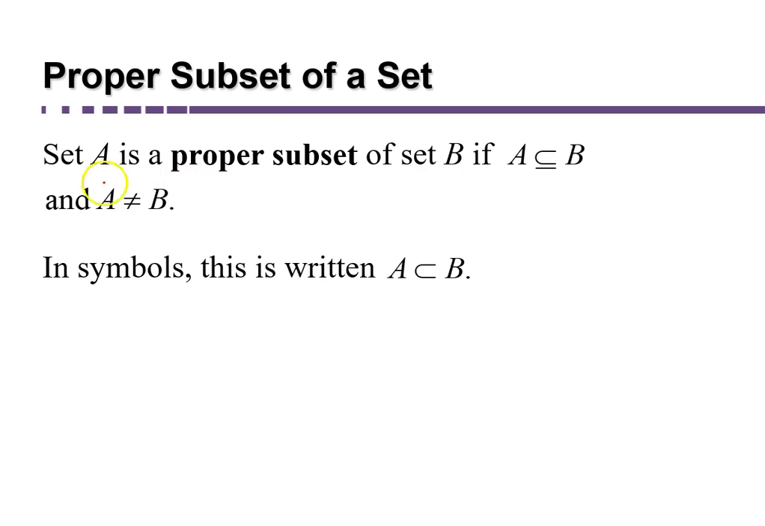So describing this, we say set A is a proper subset of B, and it's described here. A is a subset of B, but A does not equal B. That is, it has fewer members or fewer elements than B. This is the definition of a proper subset. And the symbol is this.